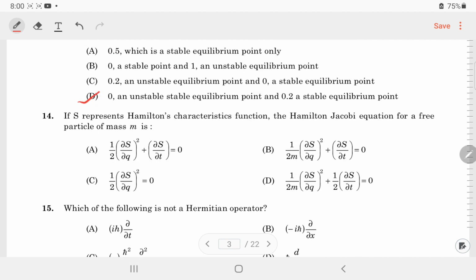Next question. If S represents Hamilton's characteristic function, the Hamilton-Jacobi equation for a free particle of mass m is. The answer is option B, that is 1 by 2m, del S by del q the whole square, plus del S by del t is equal to 0. That is option B.